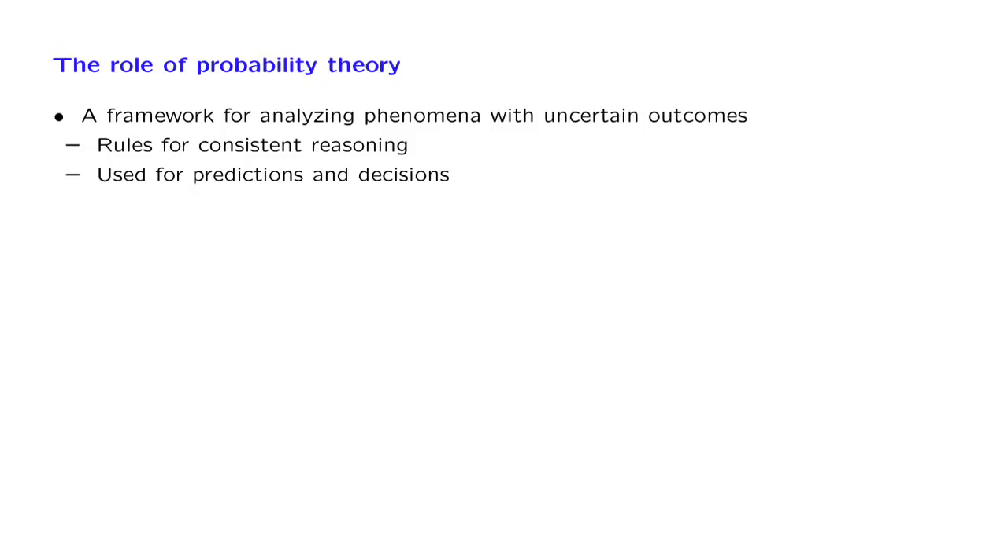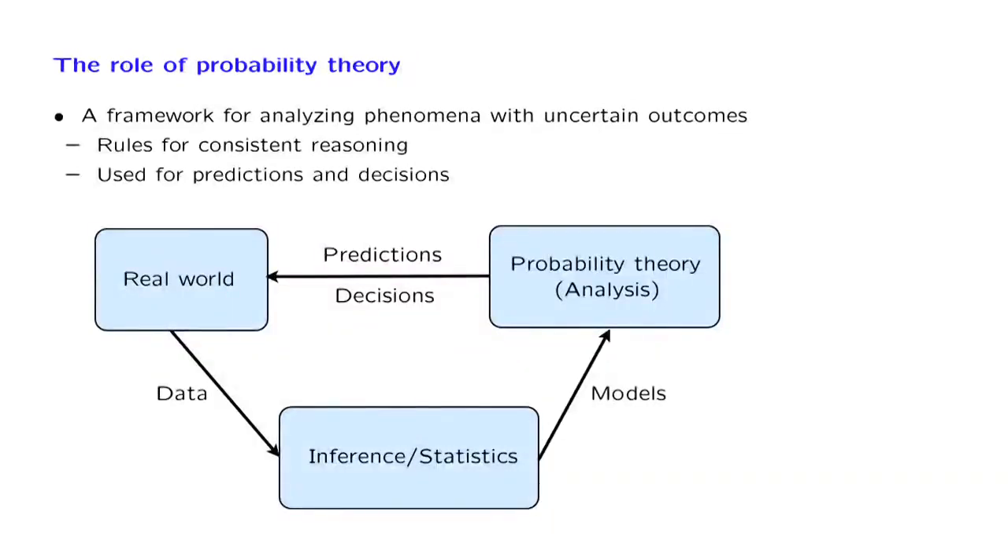There is a whole field, the field of statistics, whose purpose is to complement probability theory by using data to come up with good models. And so we have the following diagram that summarizes the relation between the real world, statistics, and probability. The real world generates data. The field of statistics and inference uses these data to come up with probabilistic models. Once we have a probabilistic model, we use probability theory and the analysis tools that it provides to us, and the results that we get from this analysis lead to predictions and decisions about the real world.